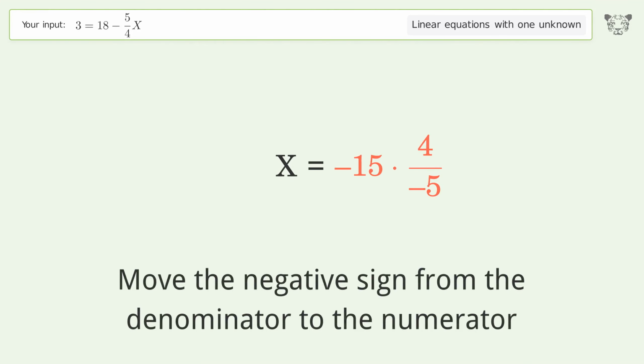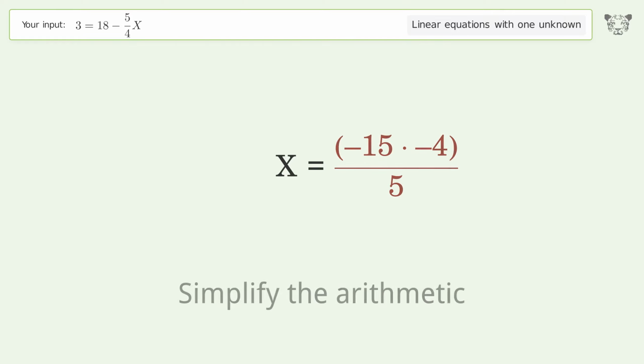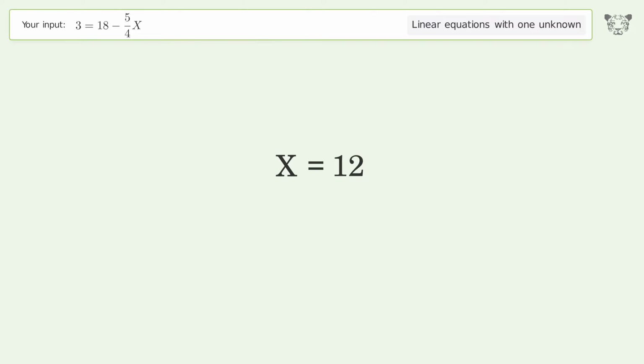Move the negative sign from the denominator to the numerator. Multiply the fractions. Simplify the arithmetic. And so the final result is x equals 12.